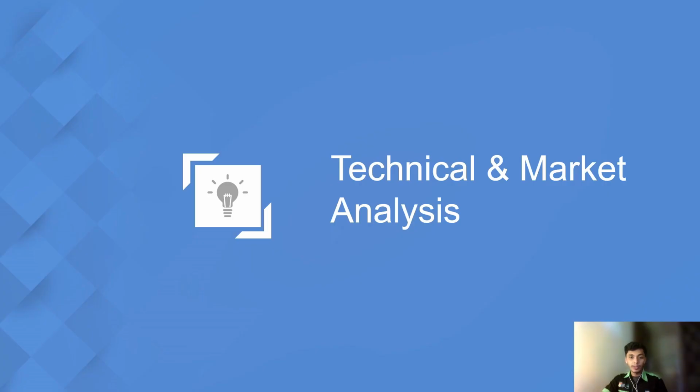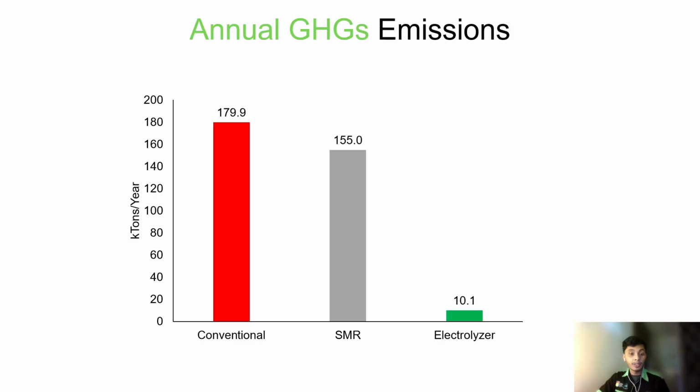From the case study explained, we've simulated the process using the 2022 version of SLB Symmetry. Let's have a look at the results. As mentioned before, SMR and electrolysis have lower emissions than the conventional method. In our simulation, the SMR and electrolysis methods emitted 155 and 10.1 kilotons per year.